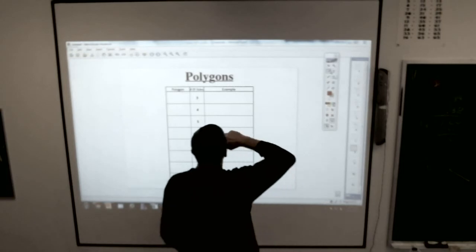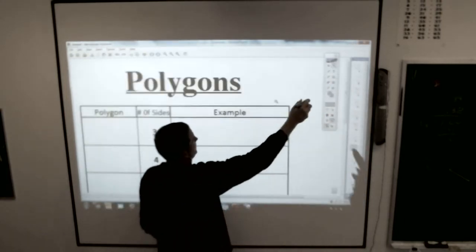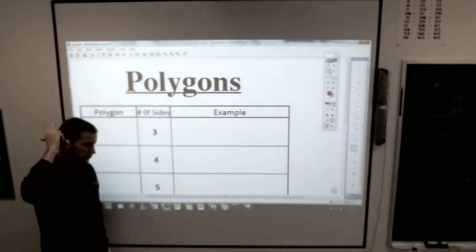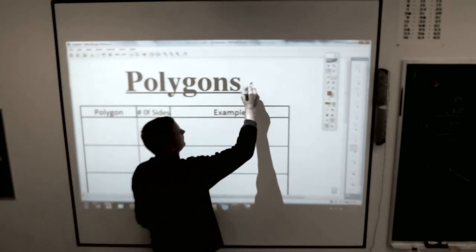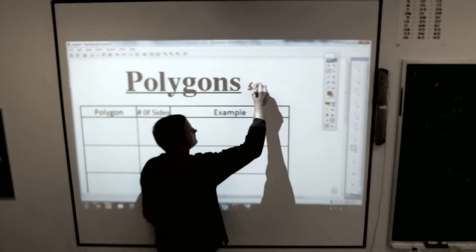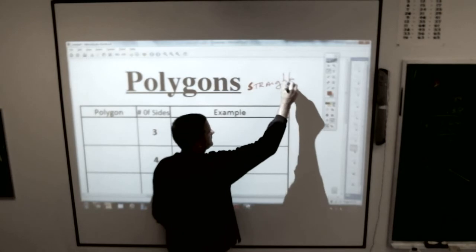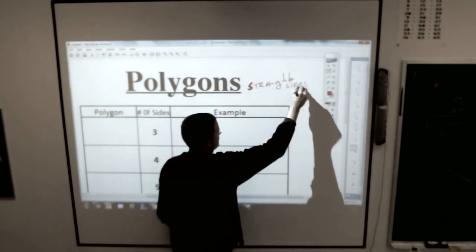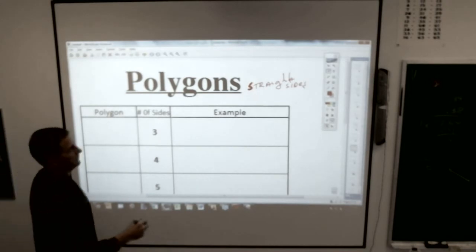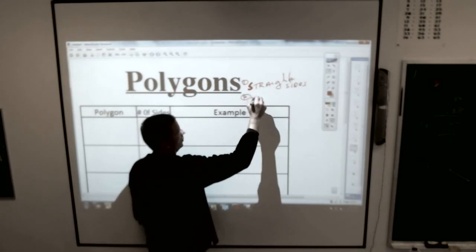Okay, write this down under polygons. Right next to your polygons there. What is it that makes a polygon? A polygon has to have two things. It must be made up of straight sides. That means it can't have any curves. A circle is not a polygon. Okay, it has to have straight sides, number one. And number two, it has to be closed.